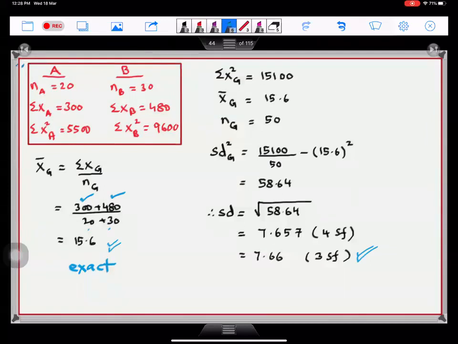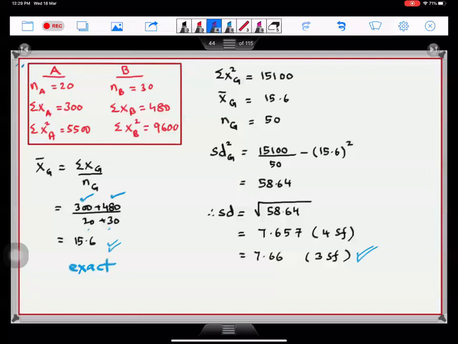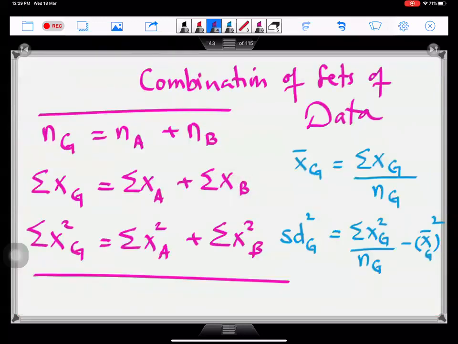Similarly, you add sigma x square by adding 5500 and 9600. So this is 5500 plus 9600. You already have the x bar obtained from before. The number of people in the group is there. Therefore, you get the variance, and then you calculate the standard deviation, and of course, take care of the accuracy. Straightforward. This is the strategy that you have to follow.